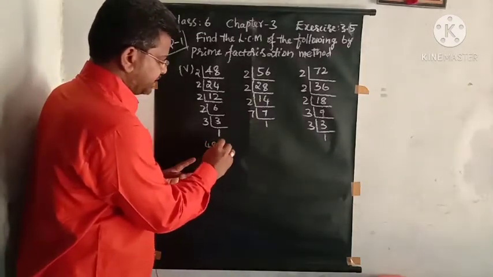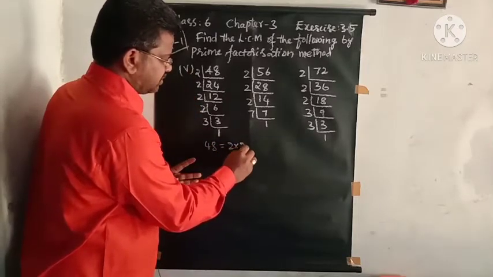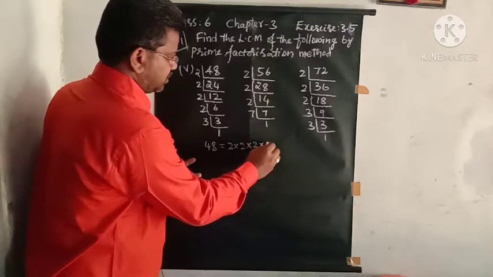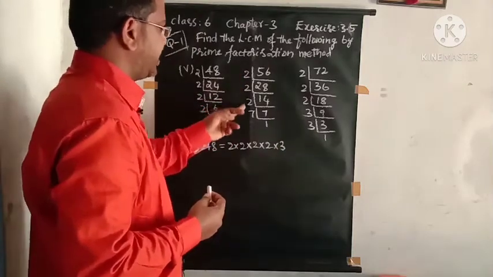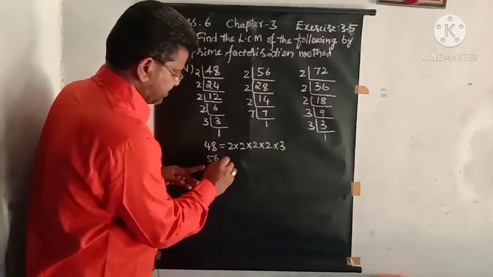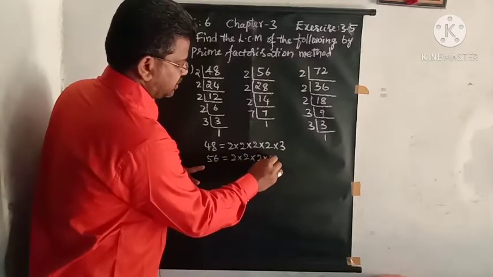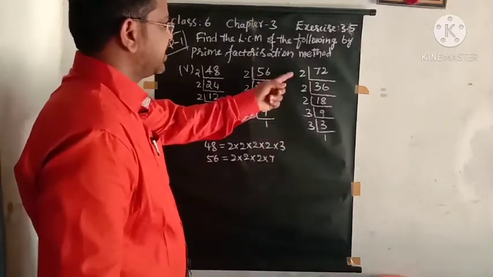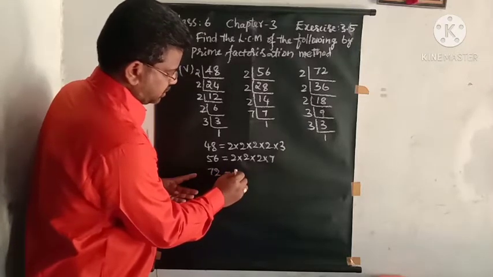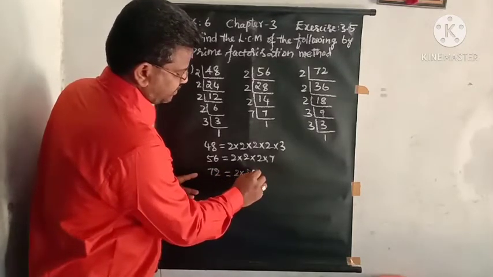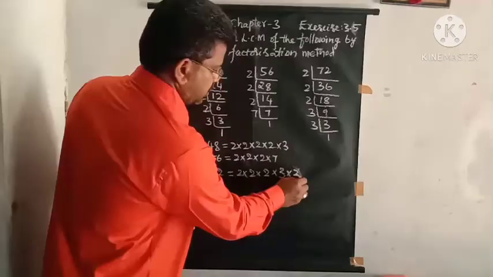Now write all the prime factorizations of the 3 numbers. 48 equals the product of all these factors: 2 into 2 into 2 into 2 into 3. Next, the prime factorization of 56: 56 equals 2 into 2 into 2 into 7. We have written it like that. And what about 72? 72 equals 2 into 2 into 2 into 3 into 3.